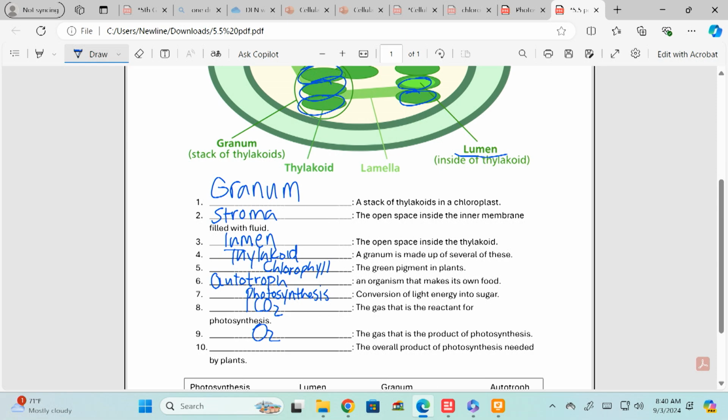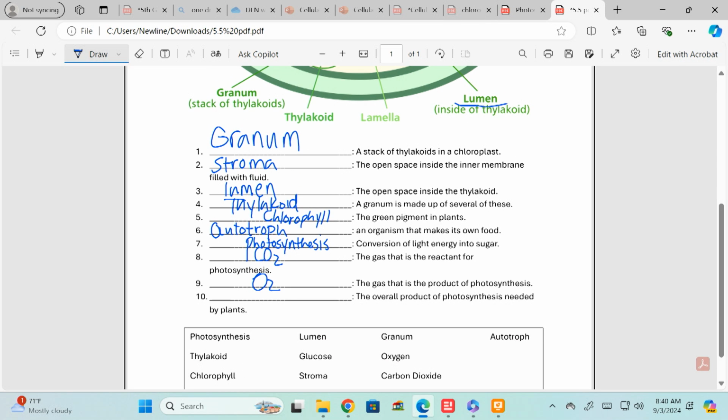So number 10 says the overall product of photosynthesis needed by plants. So what we're really trying to make here at the end of the day, the only thing the plants care about is glucose. They don't care about making oxygen for us. They just kind of do it because it's a byproduct. They want the glucose. That's really important for them. So I wanted to make sure I reviewed those with y'all because this stuff can definitely be kind of confusing.